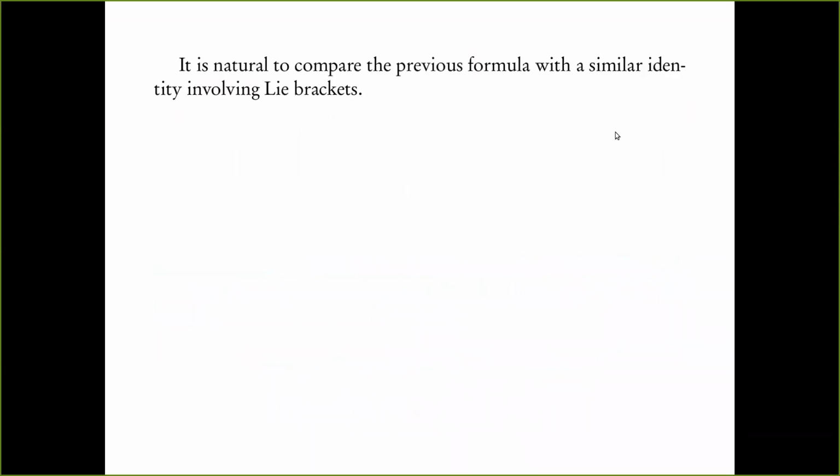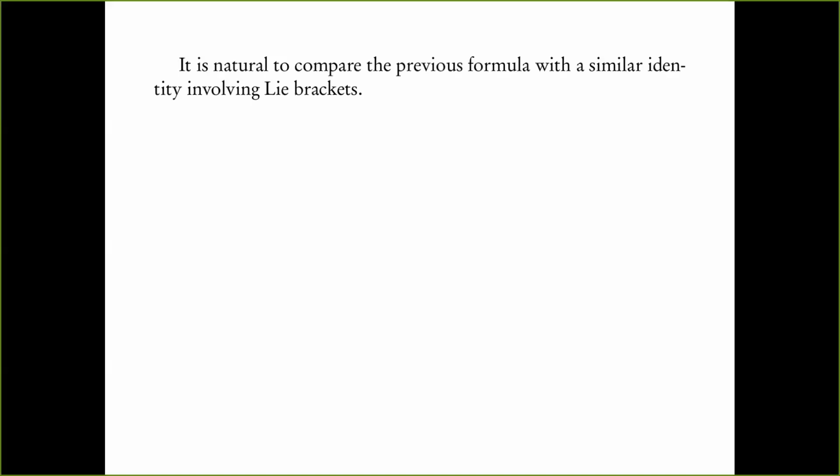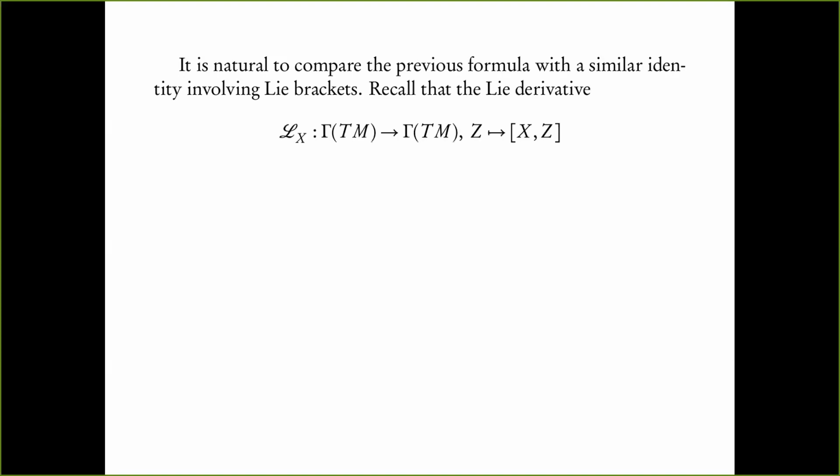Okay, so if you look back at this formula here, the last identity, it's very tempting to replace the nabla with L everywhere. That would mean the Lie bracket of the Lie derivative of x with the Lie derivative of y, and the Lie derivative of the bracket xy, right? This is something all of you have seen in the differential geometry course, that a similar identity involving Lie brackets holds. Namely, if you recall, what is the Lie derivative?